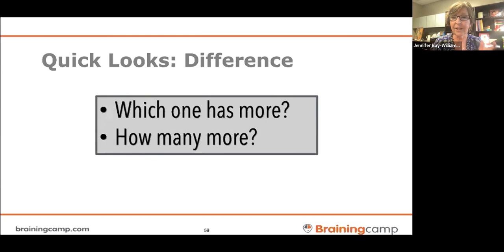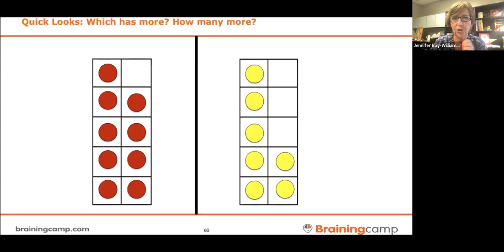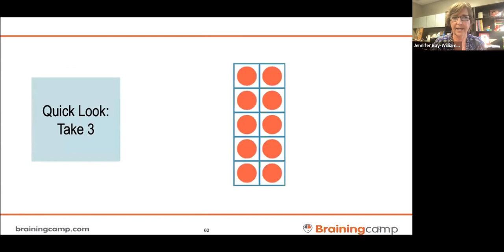So we need to return to our visuals. So I just want to fly through a couple more visuals that help us. So if we're going to do quick looks and we want to help students with this idea of difference, then we can use two of the things side by side and just ask which has more, how many more. If we want to work on takeaway, then we show a single slide and we say, you know, what would it look like to take three from the slide?